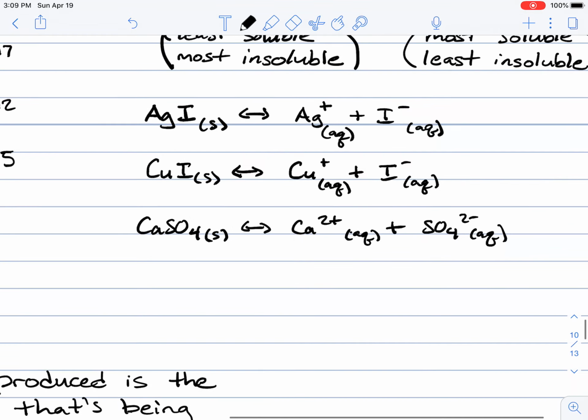And so these are the three chemical equations that are representative of the separation of these slightly soluble, mostly insoluble substances. Now, there is a trend I do want to mention. If you look at AgI, CuI, and calcium sulfate, how many ions in the products does each of them produce?